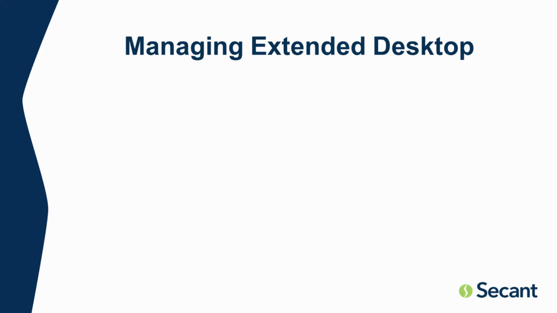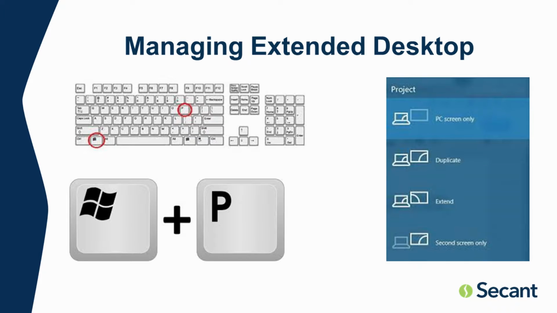Managing extended desktop. Now that your computer is directly connected to the projector and a local monitor, use Windows and the P key to switch between modes. Hold down the Windows key as you press the P key to switch between duplicate, extended, and second screen only mode.